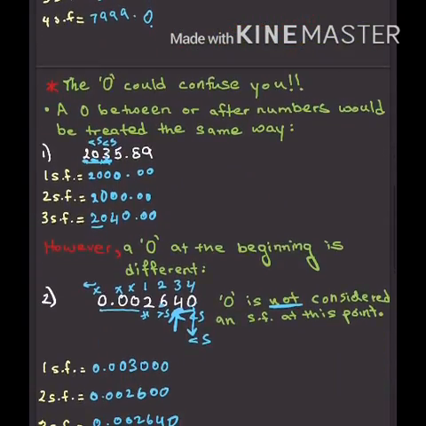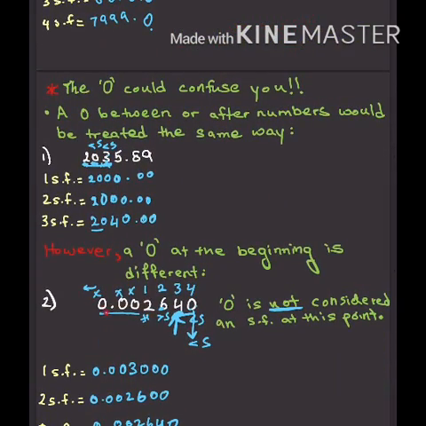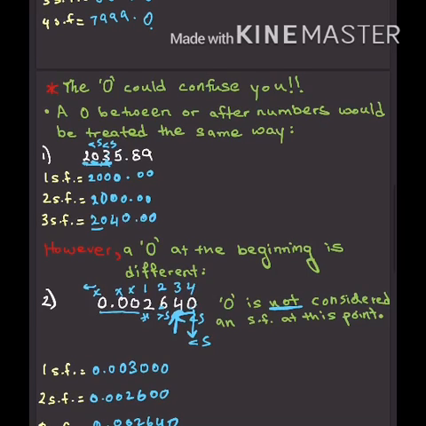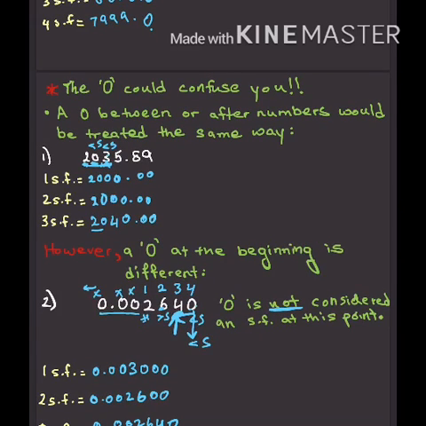Just keep in mind that if there's a 0 at the beginning here, then it could be a 0.02, 0.2, 0.6. If there's a 0 at the beginning, you ignore it, even though you put it in your answer. But when you're finding the SF, when you're counting, your count will not start from that 0 because it is at the beginning.